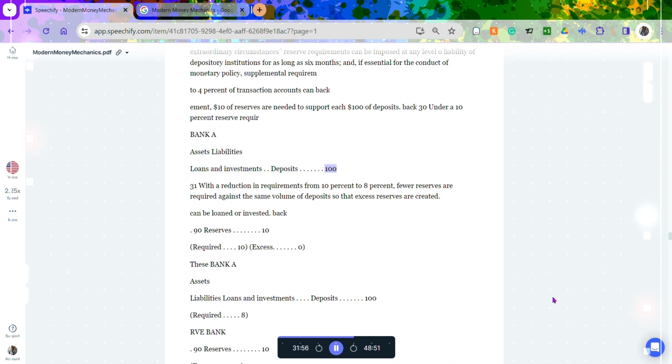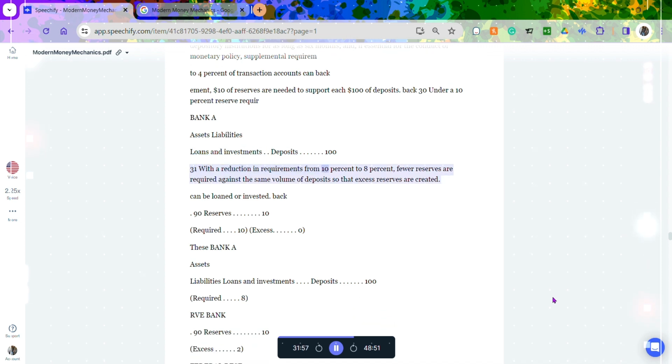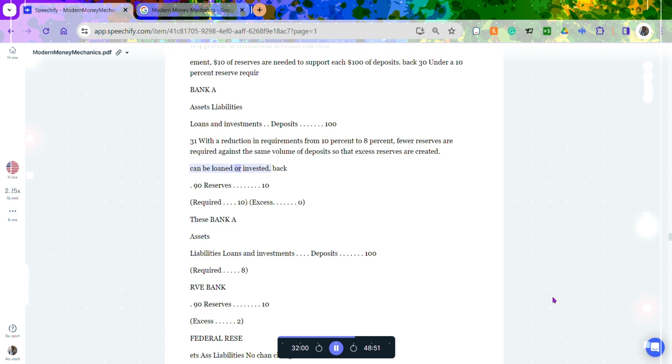Illustration 31. With a reduction in requirements from 10% to 8%, fewer reserves are required against the same volume of deposits, so that excess reserves are created. These can be loaned or invested.